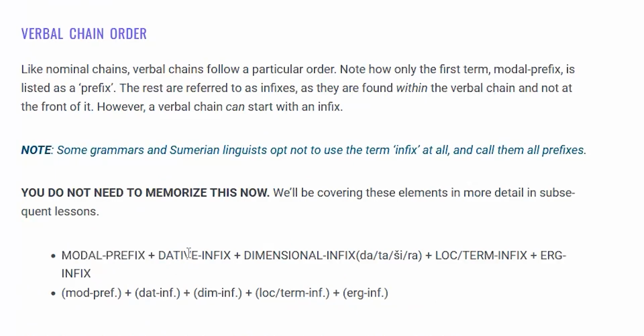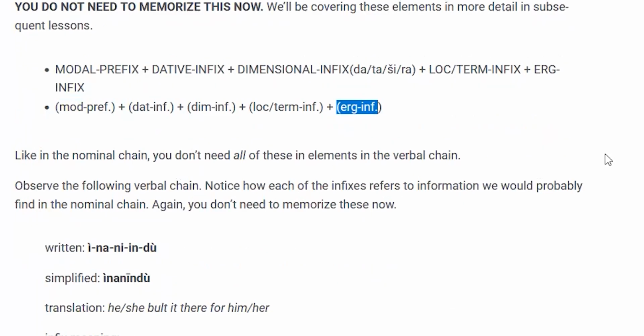First comes the modal prefix, then the dative infix. So if I am giving a house that the king built, if the king is going to give it to someone, that's the dative infix. The dimensional infix is going to be one of these. The locative infix comes next, and I have it as a loc-term infix in here because in some cases it's better understood as a loc-term infix, but we'll talk about this more later. The ergative infix is going to come just before the root of the word, and again, that is the person who's doing the action. So the agent infix is going to go right before the root of the verb. Again, modal, dative, dimensional, loc-term, and then ergative. Like the nominal chain, you don't need all of these elements in the verbal chain.